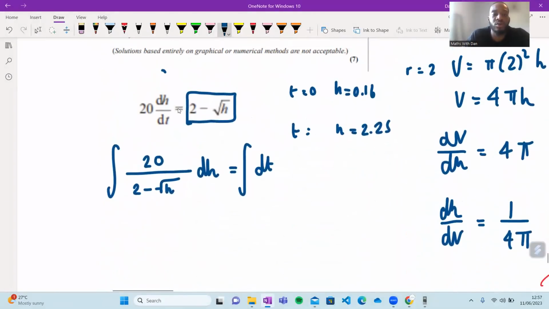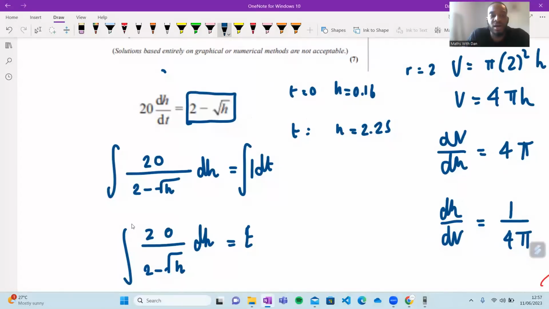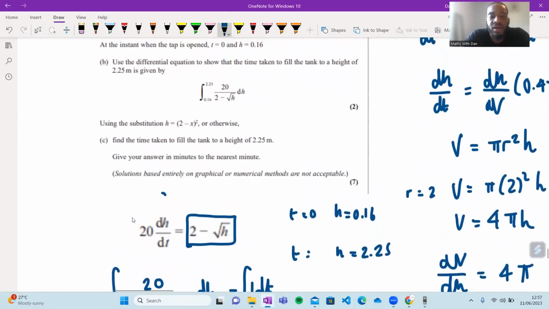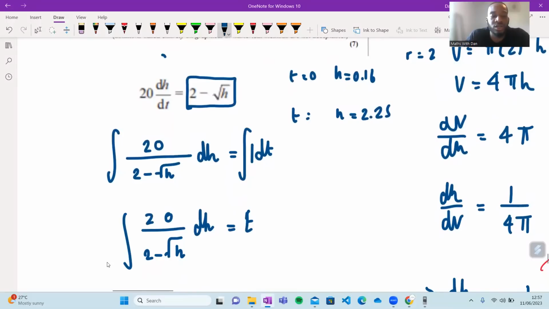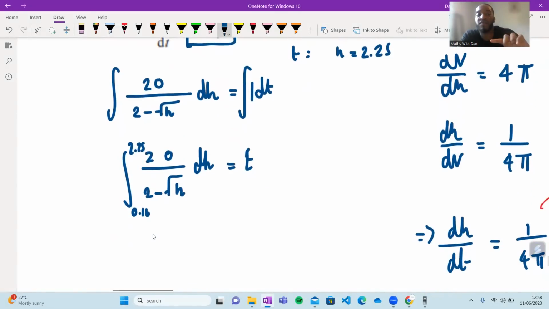So all you're going to do here is, if I want t, well, integrate that. That will be t, like this, because this is just 1t, isn't it? Yeah, that will be t. And then you just literally put the limits on, and that's it for 2 marks. dh, and that will be between 0.16 and 2.25. So they can ask it to you like this as well, where they ask you to just find an expression for the integral, or for one of the variables.